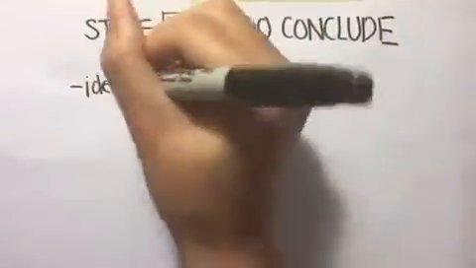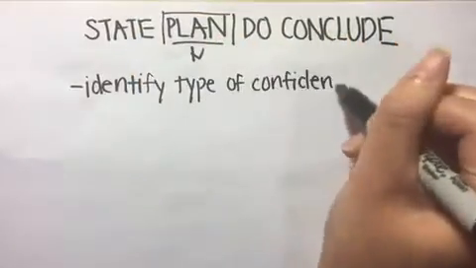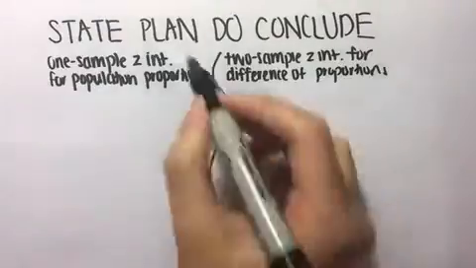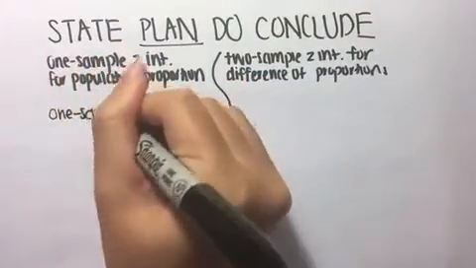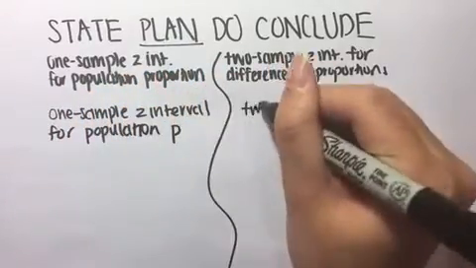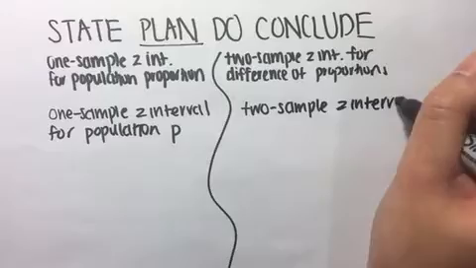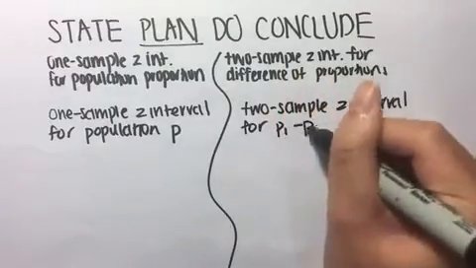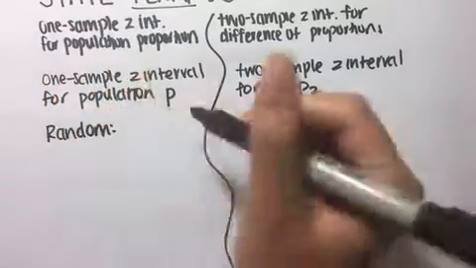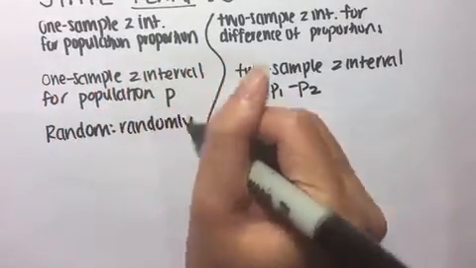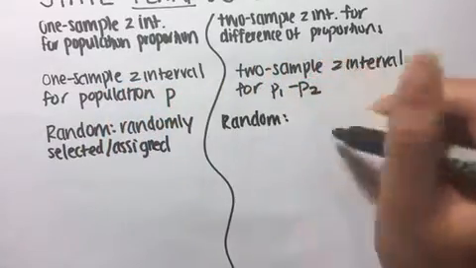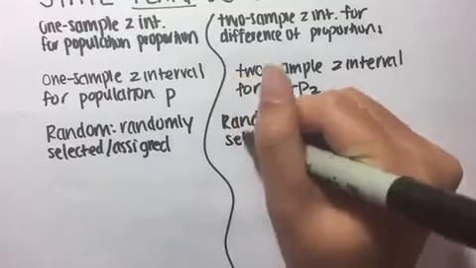For the plan section, we first need to identify the appropriate type of confidence interval by name, and then check conditions. So for a one sample z-interval, we write out one sample z-interval for population P. And for a two sample z-interval, we would write out two sample z-interval for difference of proportions P1 minus P2. Then we would verify any conditions that need to be met in order to carry out the interval. For one sample and two sample confidence z-interval for proportions, check if there is random sampling or random assignment. In the case of the two sample z-interval, we would make sure both samples were randomly selected or assigned.